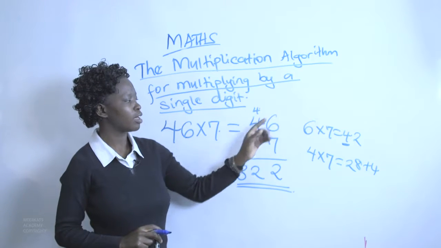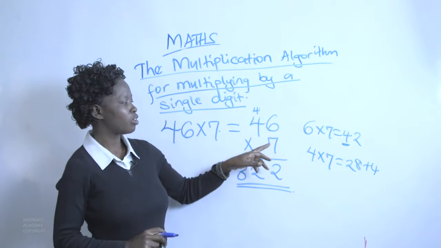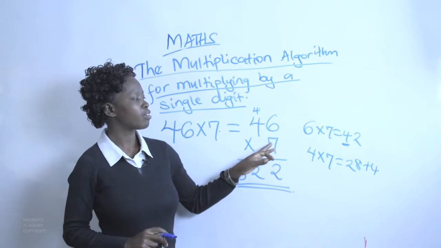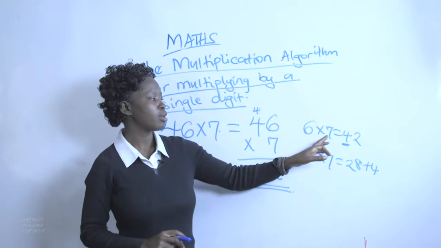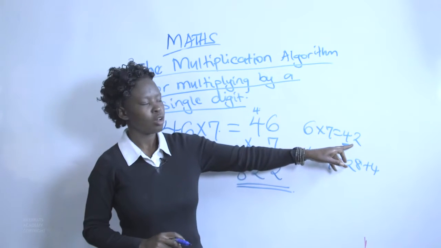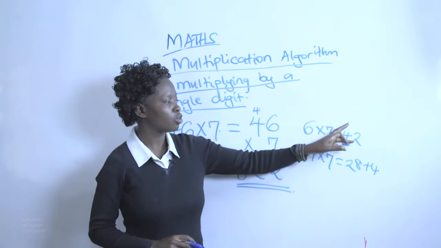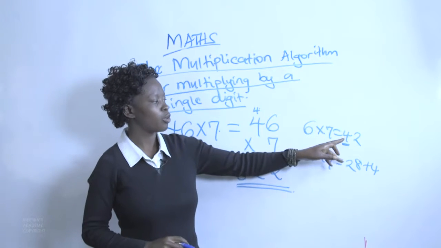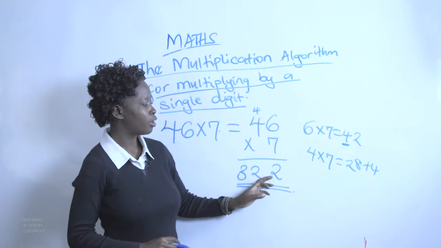So the number on the right hand side is 6. So we multiply the single digit we are having, which is 7. So we multiply 7 times 6. 7 times 6 is simply 42. We don't write the 42 because 4 is in the higher place value. We write 2 and carry 4.